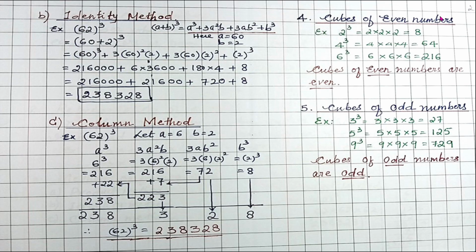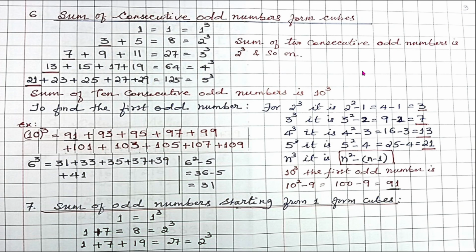Now, cubes of even numbers: 2 cube is 8, 4 cube is 64, 6 cube is 216. 2 is even, 4 is even, 6 is even, and all the cubes are even numbers. Therefore cubes of even numbers are even. Now cubes of odd numbers: 3 is odd, 3 cube is 27, again odd. 5 is odd, 5 cube is 125, again odd. Therefore cubes of odd numbers are odd. So cubes of even numbers are even, cubes of odd numbers are odd.